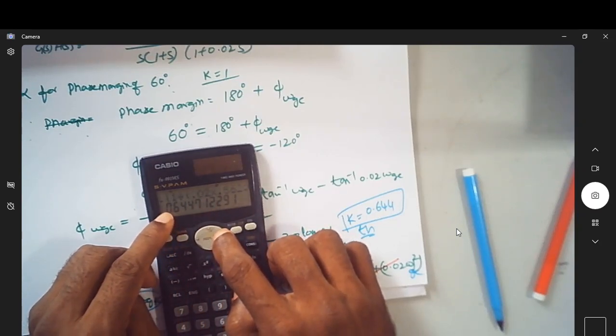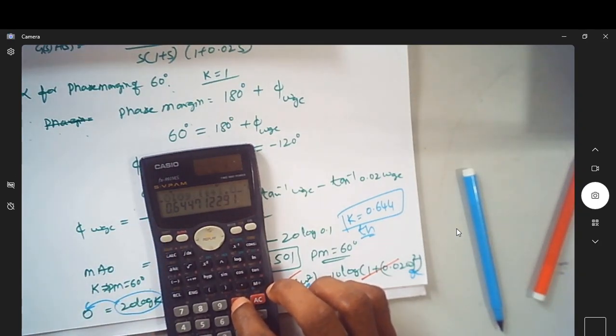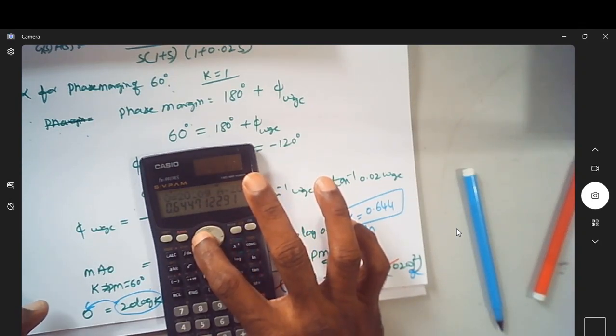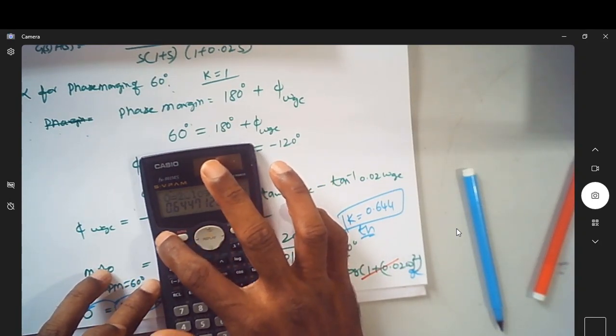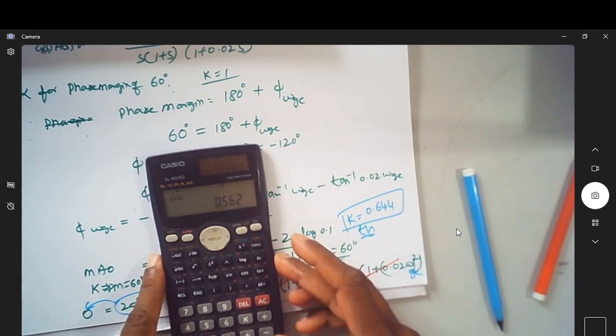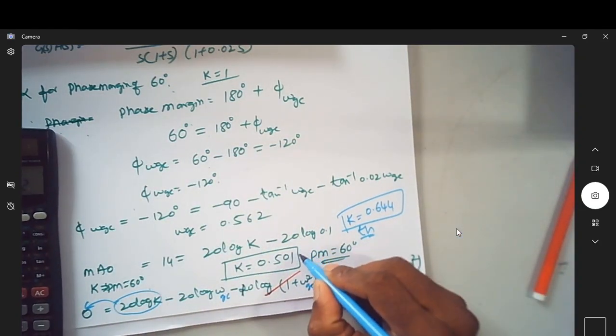You can see I'm deleting all the terms which are not contributing at 0.56. I'll just retain only this. Now I have only K and this. So if I solve for this, I'll get 0.50, very close to that. Can you see it is 0.562? It is very close to this. So now this is the value.